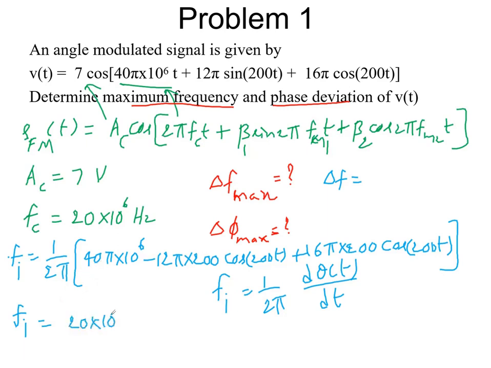20 into 10 power 6, that is a fixed center frequency. Then this is 6 into 200, that is 1200 cos 200t. Then this is again 8 into 200, that is 1600, plus sine 200t. Sorry, this is sine, not cos.